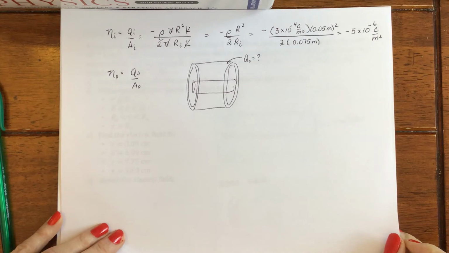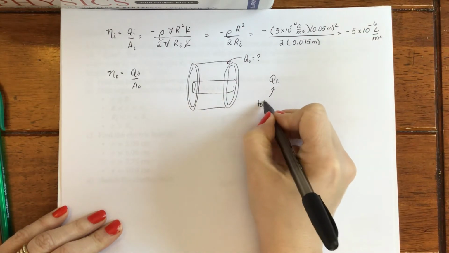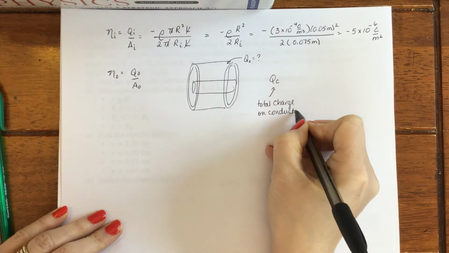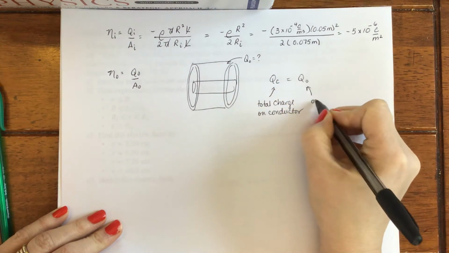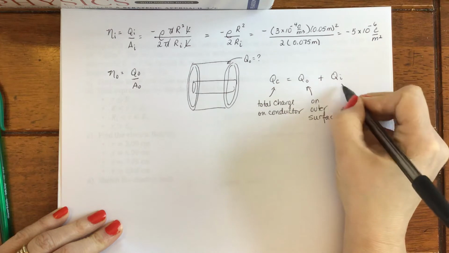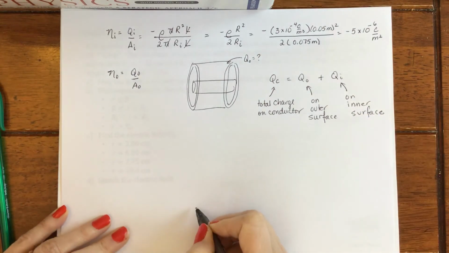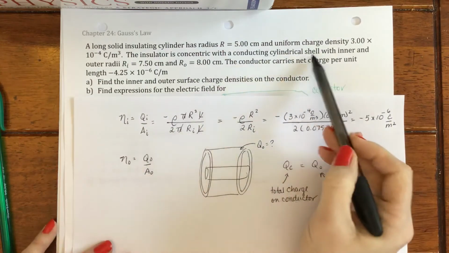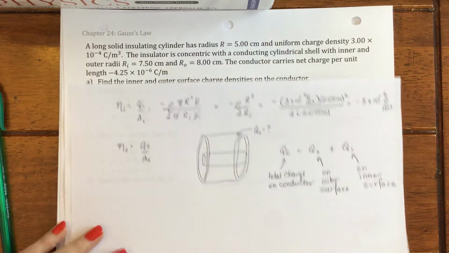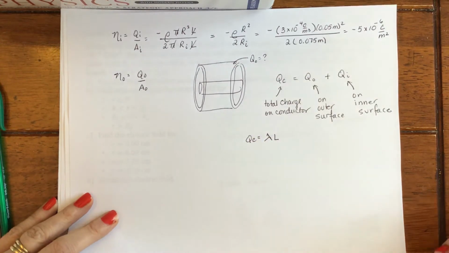If we want to find the charge on the outer surface, what we know is that the Q for the conductor, so the net charge on the conductor, is whatever charge is on the outer surface plus whatever charge is on the inner surface. So let's see what we know here. We're given in the problem that the conducting shell has a net charge per unit length of minus 4.25 times 10 to the minus 6. So the net charge on the conductor, Q of the conductor, would be the charge density times the length. So there's the net charge on the conductor.